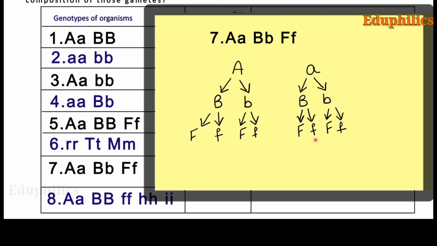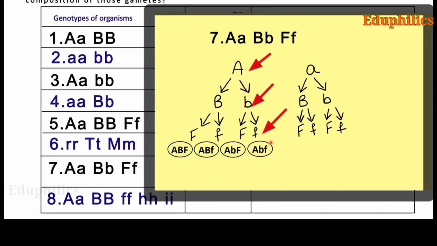Now let's write the genetic composition of the gametes. Take capital A, capital B and capital F. This is the first type of gamete. Next one, capital A, capital B and small f. Next one, capital A, small b, capital F. Next, capital A, small b and small f.